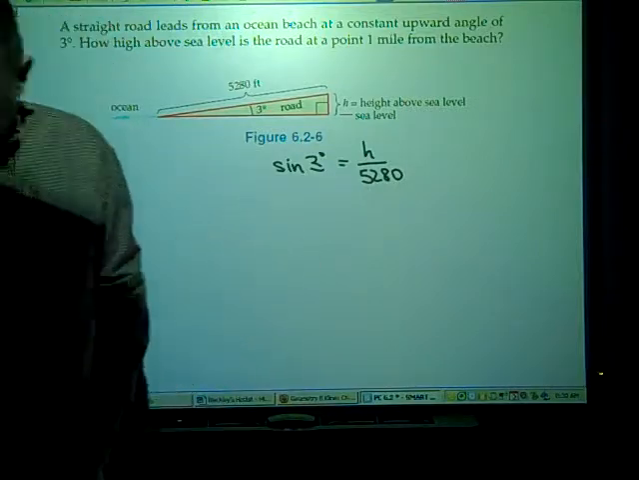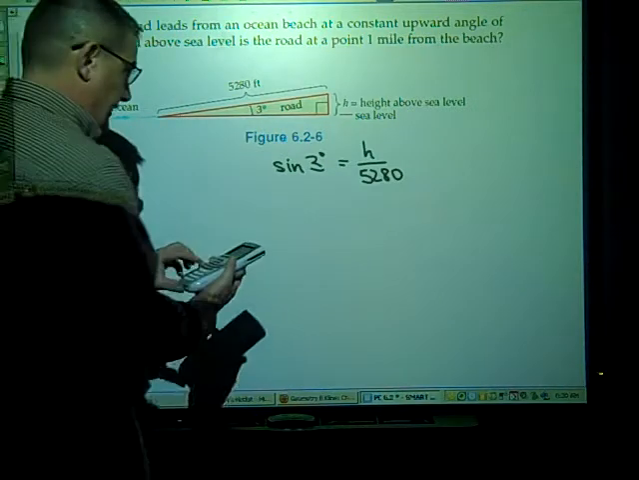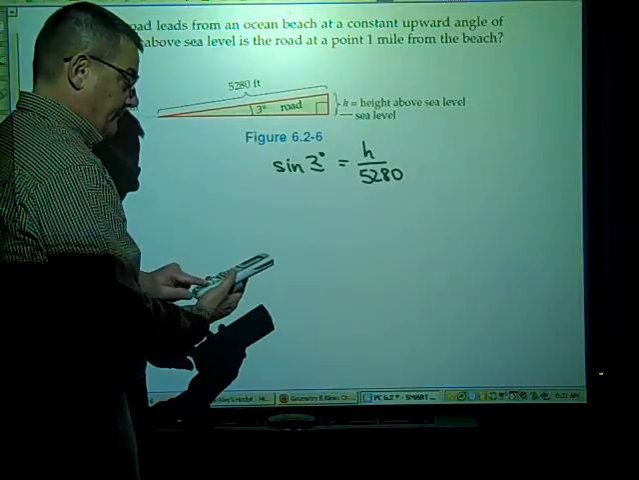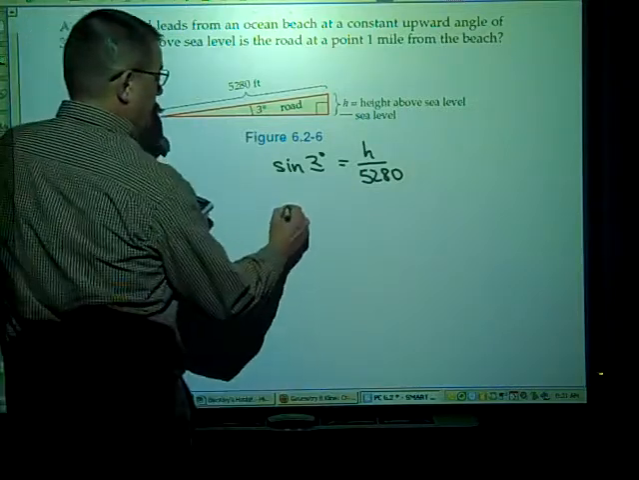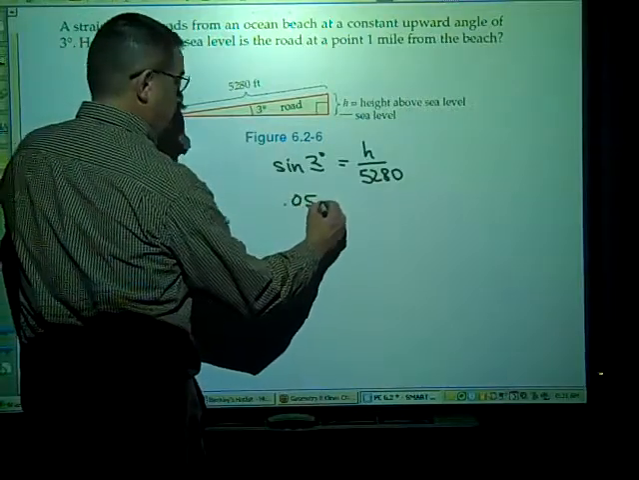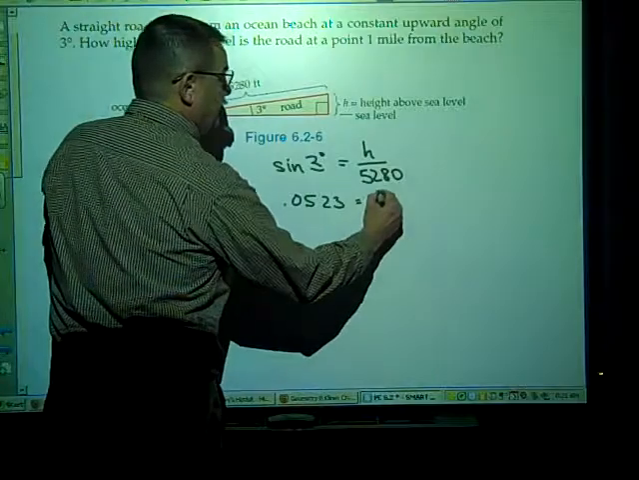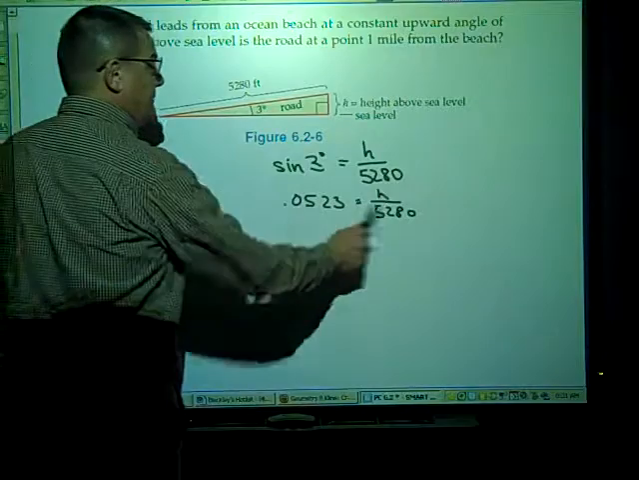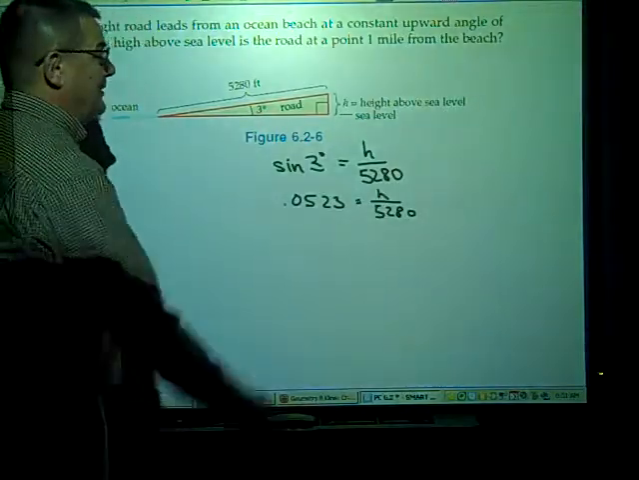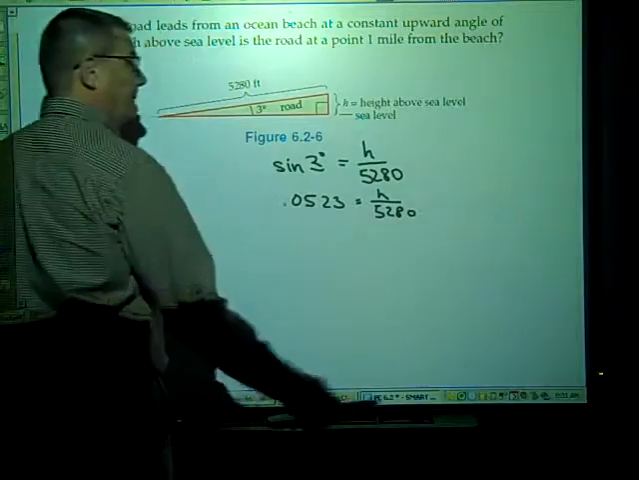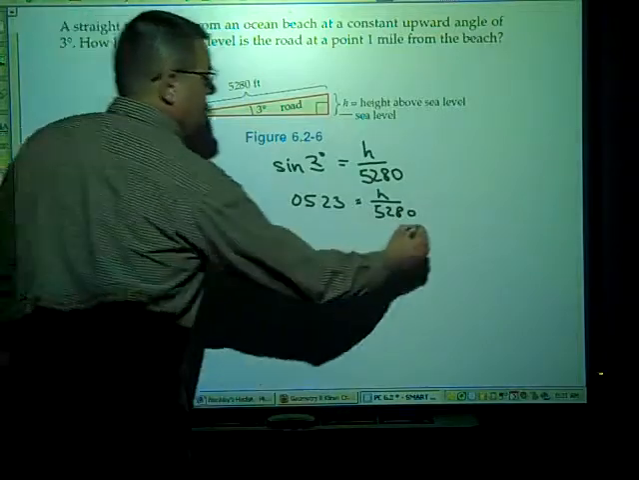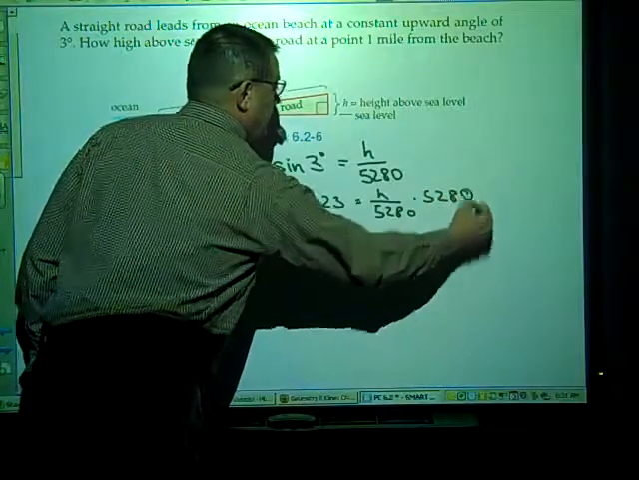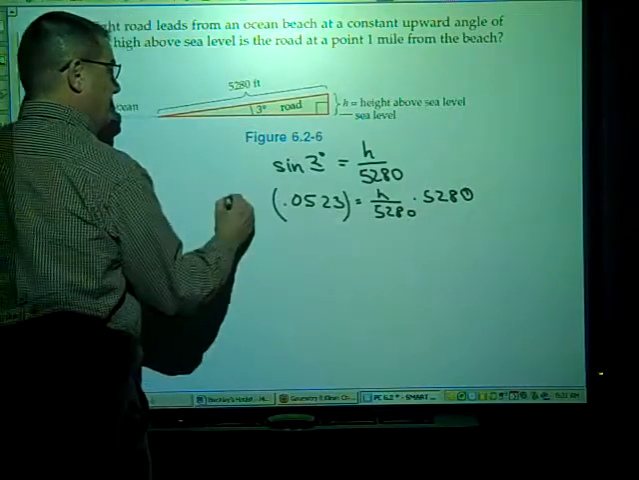So, what is the sine of 3 degrees? Trusty calculator says that the sine of 3 degrees is about 0.0523, equals h over 5,280. And then to find h, we can multiply both sides by 5,280, or you can use your means extremes property. So we get h over 5,280 multiplied by 5,280. Multiply this side by 5,280.